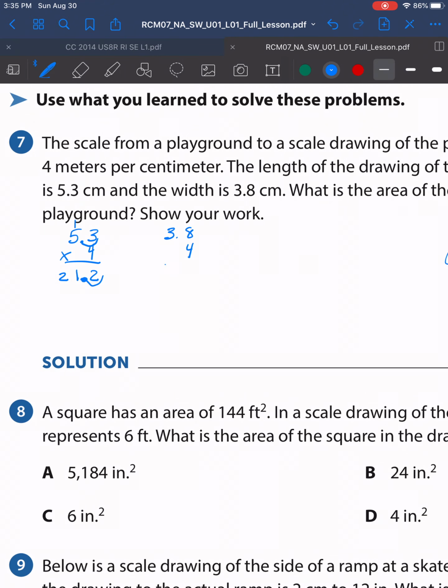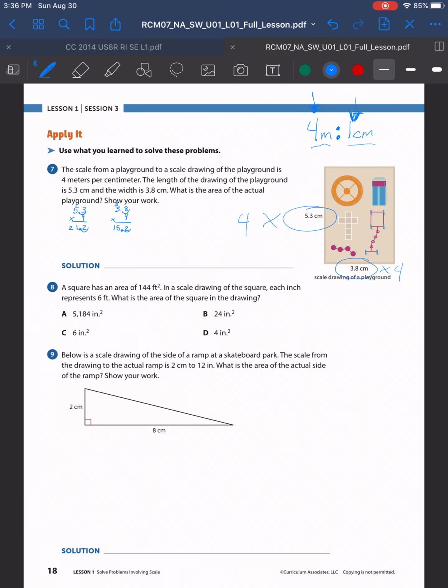3.8 times 4. 8 times 4 is 32. 4 times 3 is 12. 13, 14, 15. Move it over once. Okay, not done yet. So that 21.2 and that 15.2, that is my new dimension. So if I was outside right now, the playground is 21.2 meters by 15.2 meters.